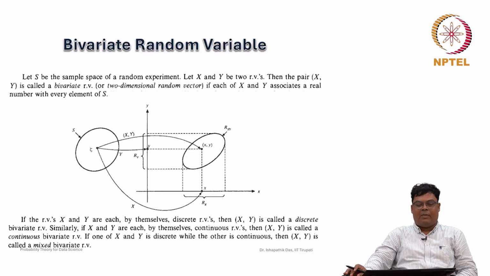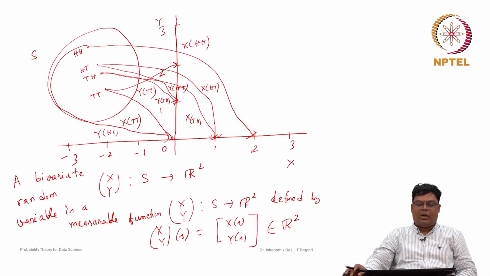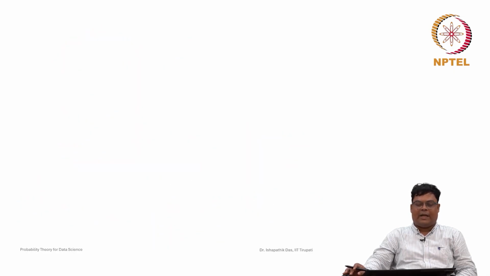Now, for a bivariate random variable, suppose both are discrete random variables, then this random variable (X, Y) is called a discrete bivariate random variable. If X and Y both are continuous random variables, then this random variable (X, Y) is called a bivariate continuous random variable. If one of them is discrete and one of them is continuous, then it is called a mixed bivariate random variable.